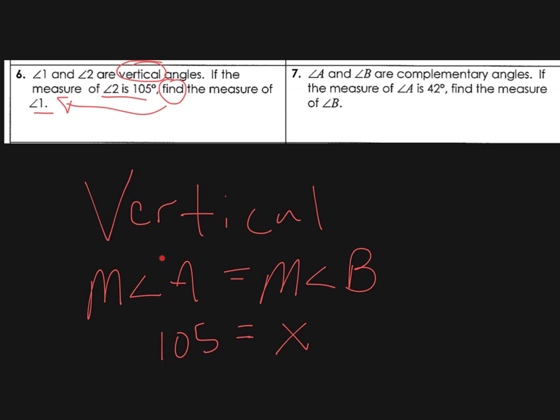Vertical means, my second step in the problem-solving process, is to write a generic statement. Two angles are equal to each other. Substitute and solve. They told me the two angles. Angle 2 is 105, and find angle 1 means I don't know angle 1.